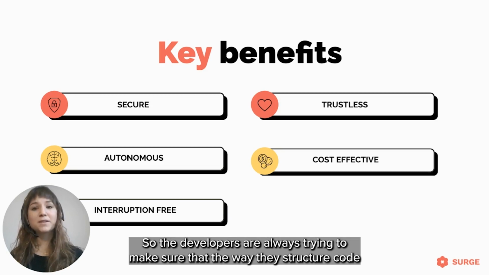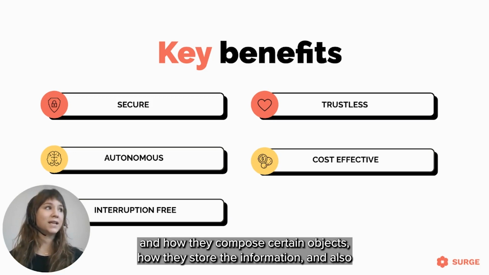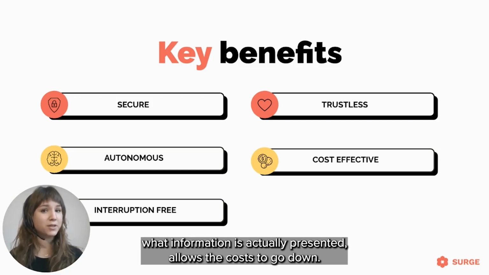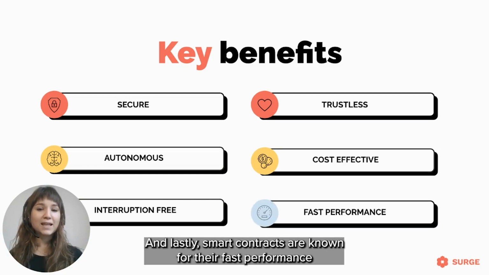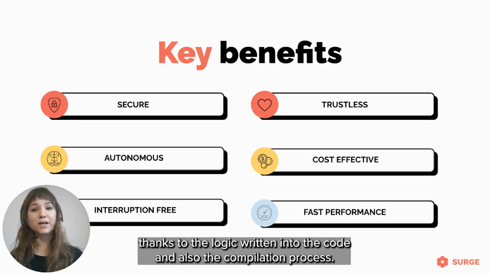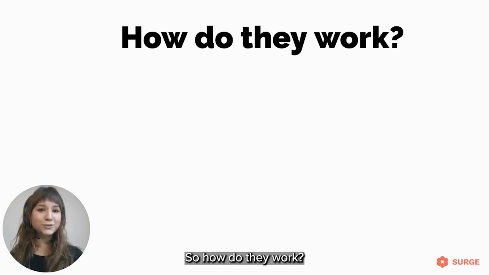So the developers are always trying to make sure that the way they structure code and how they compose certain objects, how they store the information, and also what information is actually persisted, allows the cost to go down. And lastly, smart contracts are known for their fast performance thanks to the logic written into the code and also the compilation process. So how do they work?